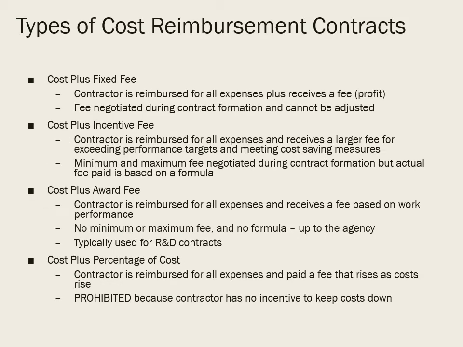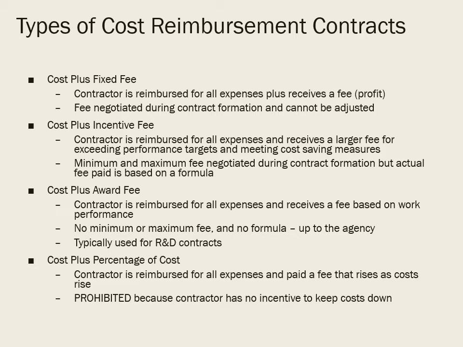There are a variety of different types of cost reimbursement contracts. Commercial companies usually get cost plus fixed fee. That fee is the profit. So they get reimbursed for all their expenses, plus they get a profit. That fee is negotiated at the time the contract is negotiated, and it cannot be adjusted. Universities and nonprofits rarely get these types of cost plus fixed fee contracts because they're not supposed to make a profit.